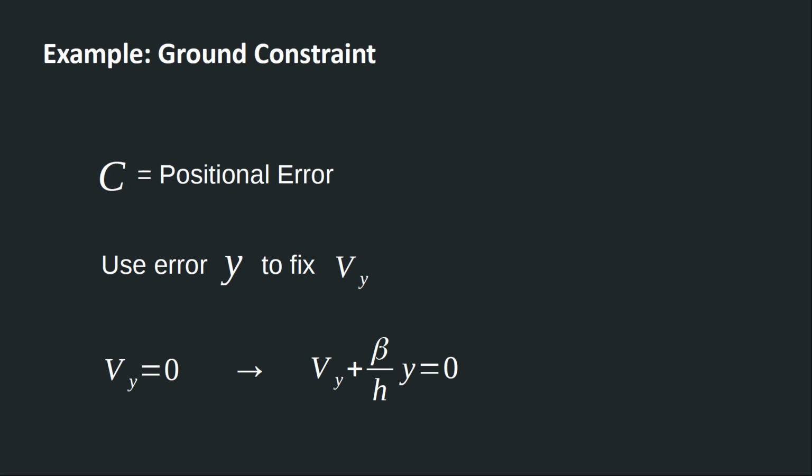H is the delta time between frames. Beta is a number between 0 and 1. If we move this entire term to the right of the equation, we can see that if we enforce this as our new velocity constraint, the deeper the object is into the ground, the more positive velocity will be introduced to correct this error. If beta is equal to 0, we have the same case as before.